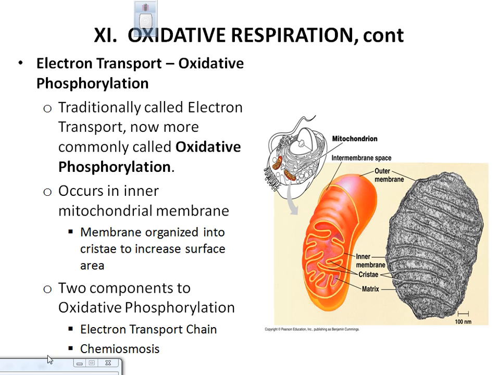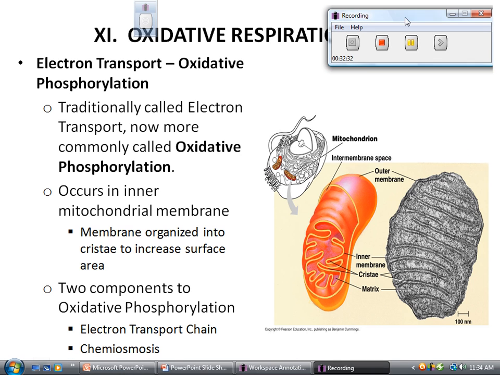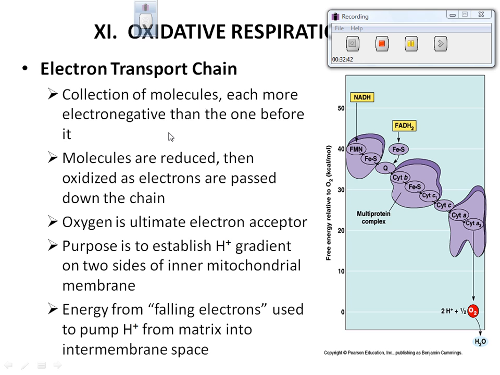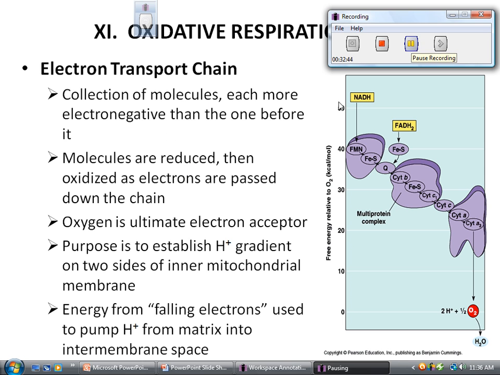There are 2 important components of this oxidative phosphorylation that we're going to go through. We've got electron transport, and then of course we have the formation of ATP through chemiosmosis, which is why this step is so important. Okay, so here we go.